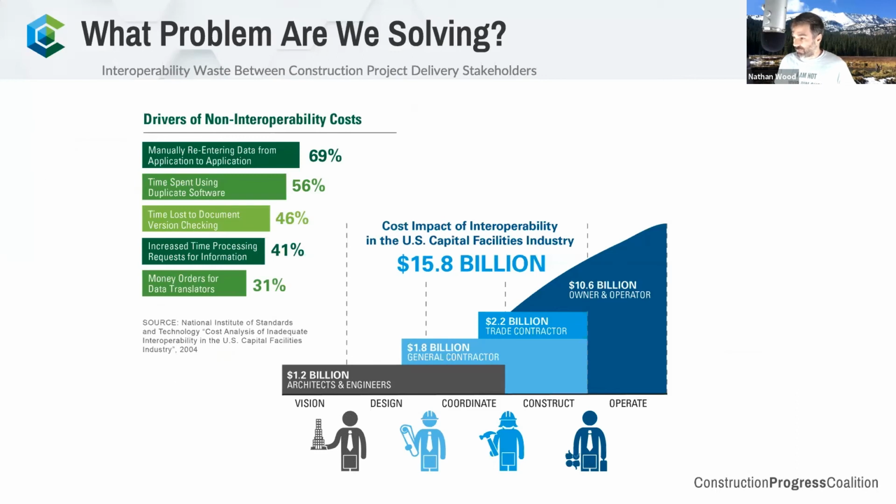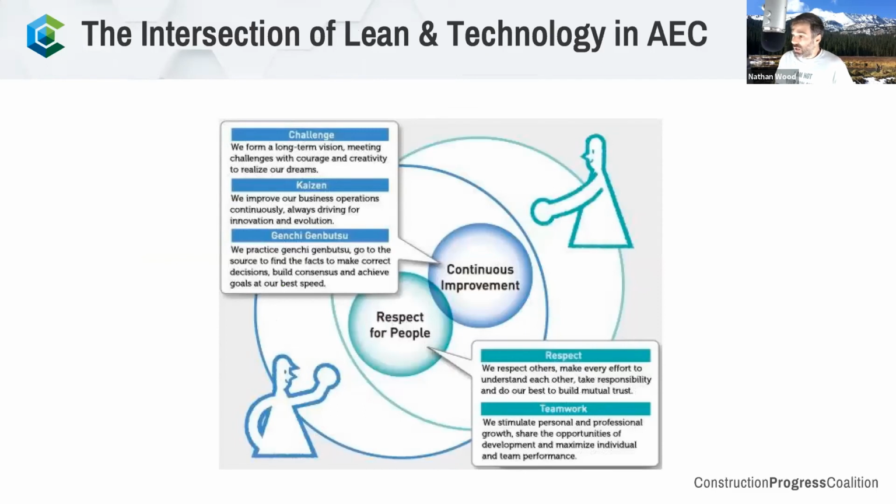These are sort of more dated numbers, so from all indications it's higher today. A lot of these challenges are not being solved at the project level. So how do we solve this supply and demand problem with interoperability?